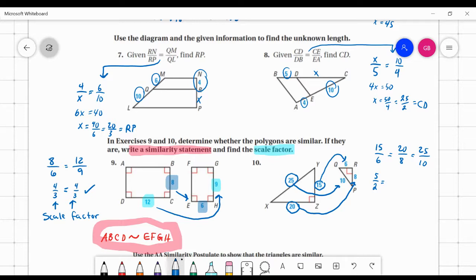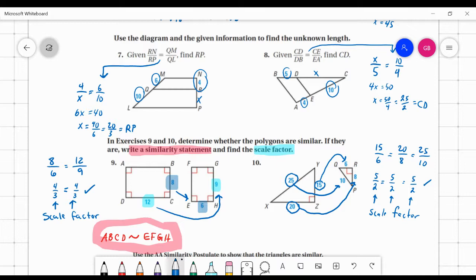20 over 8, you could divide by 4 to get 5 over 2. And then 25 over 10, you could divide by 5 to get 5 over 2. Okay, so these fractions are the same. This is the scale factor.